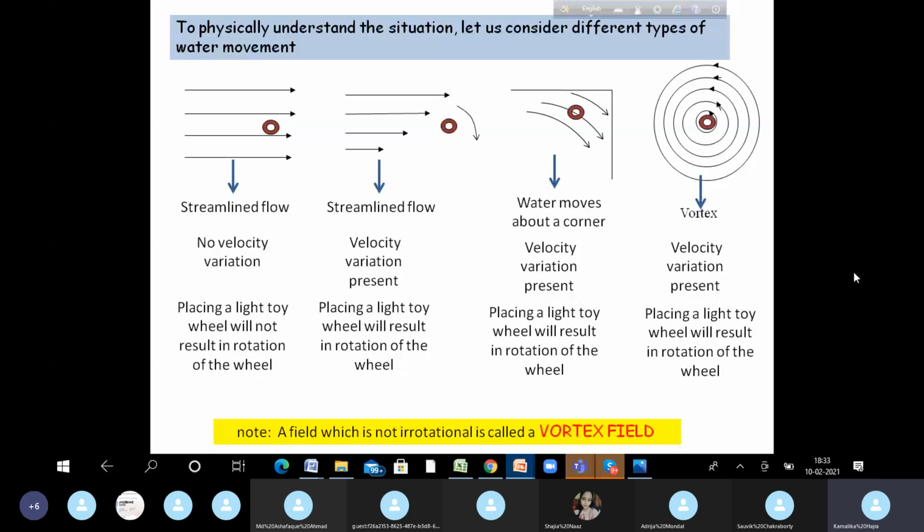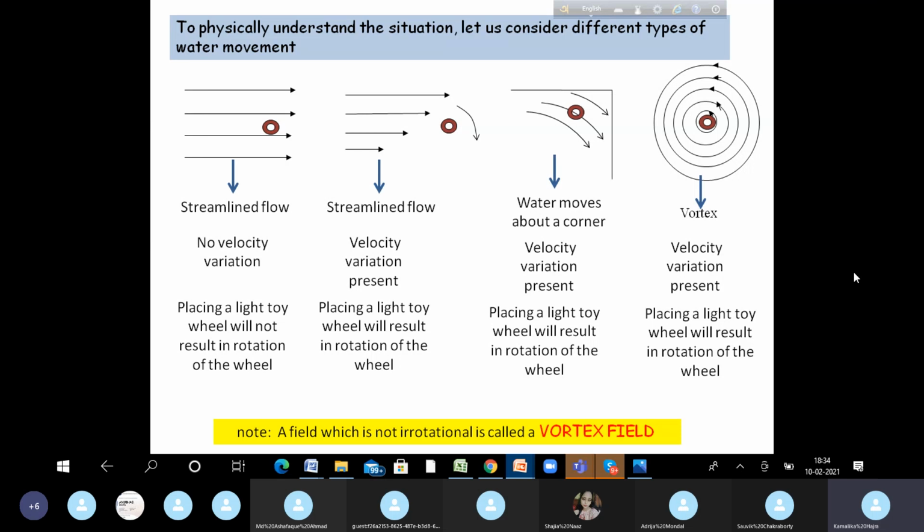So it is the gradient of the velocity, the variation of the velocity, that causes the angular motion of the water and causes the water to rotate in the form of large waves. Okay, so this is the concept of curl.